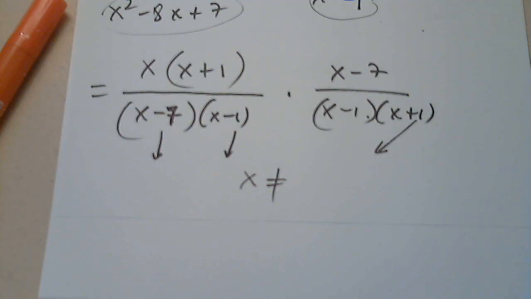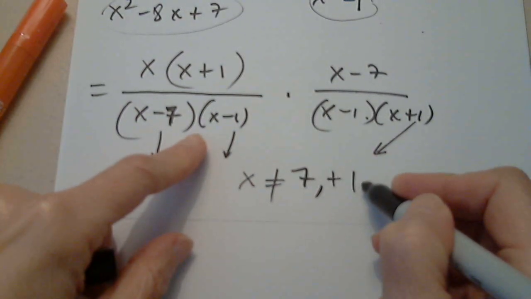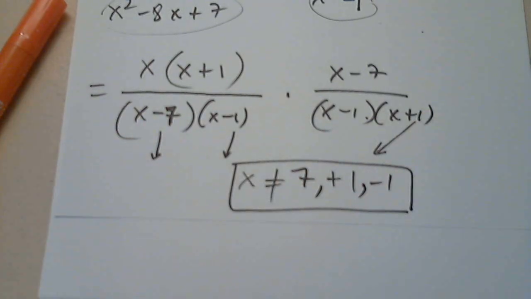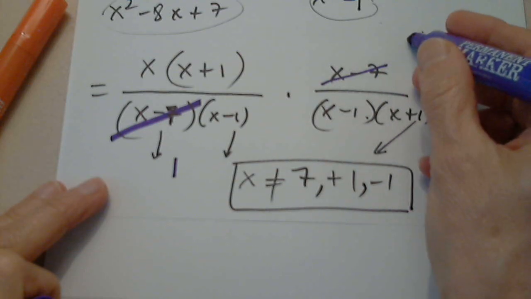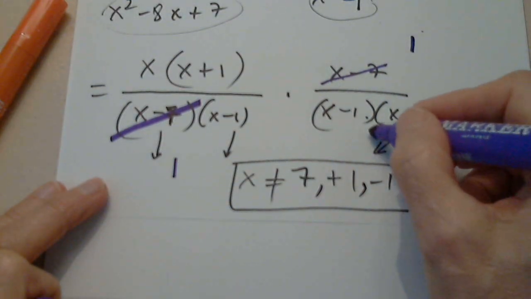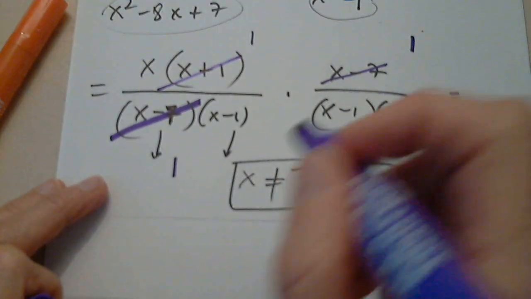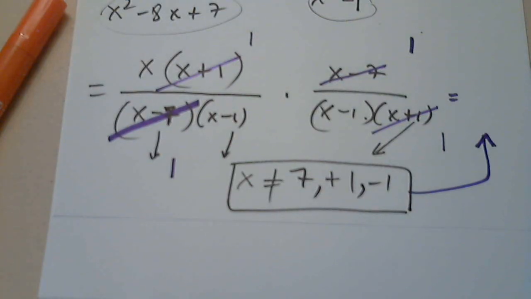And the restrictions are? Anyone? 7, yes? Positive 1, negative 1. That's it. Now we are safe, and now we are allowed to simplify. So, an x minus 7 from the denominator with an x minus 7 from the numerator. An x plus 1 from the denominator with an x plus 1 from the numerator. The final answer will include the restrictions.